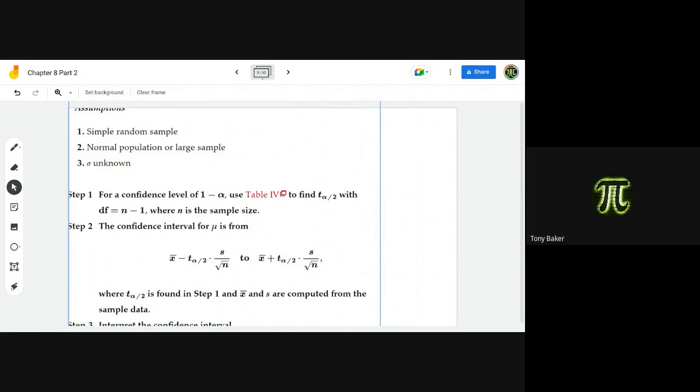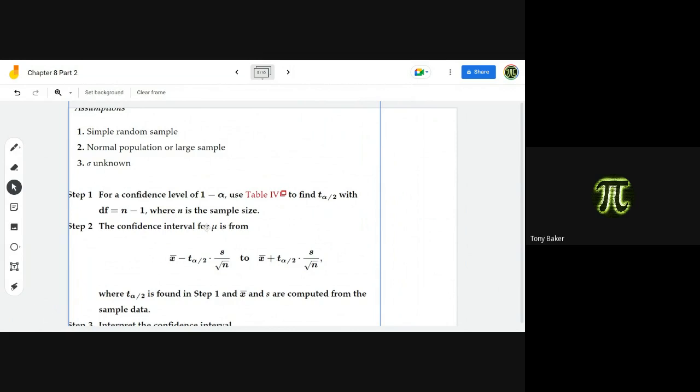So I linked on my website, and I'm actually going to show you a site that will allow you to figure out if it's a normal curve or not. So you won't have to do that by hand. And in this case, my standard deviation is unknown. So for a confidence level of 1 minus alpha, that's how we get that 0.05 or 0.01, whatever one we have, we're going to use the t-table, which is what we did, with a degrees of freedom of 1 less than the sample size.